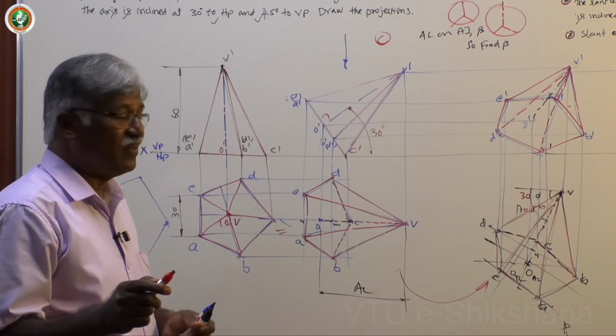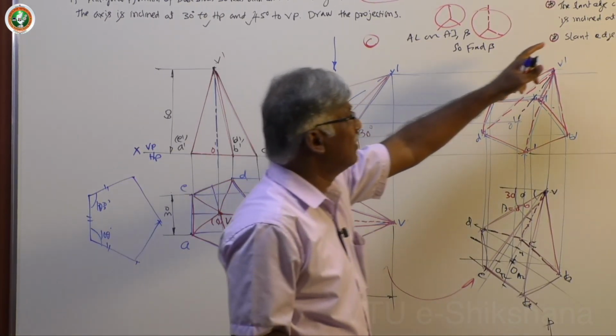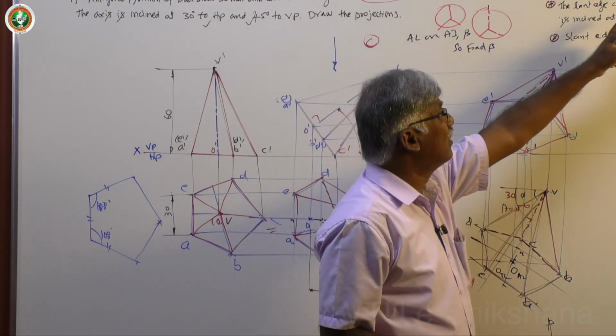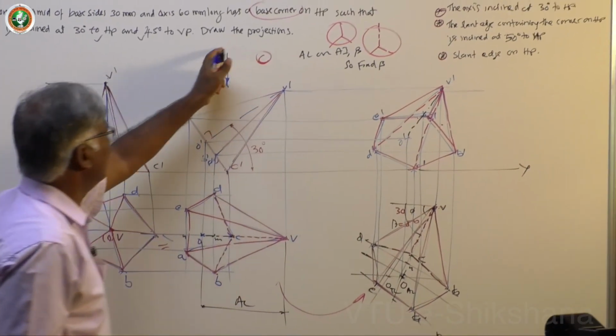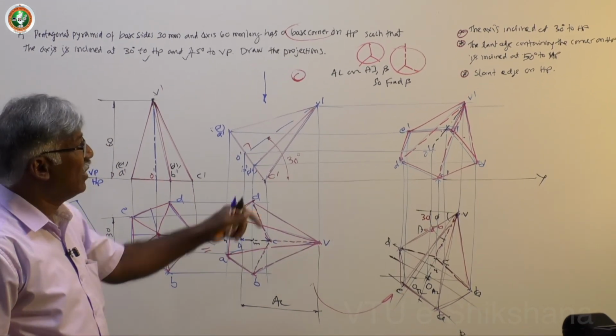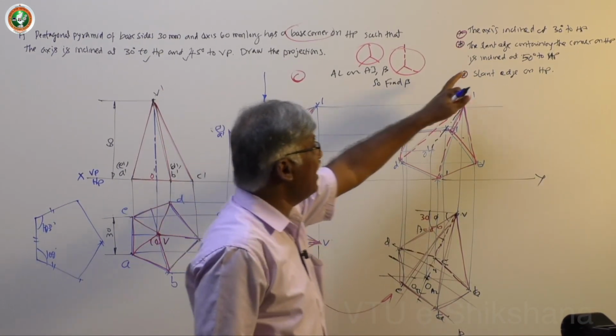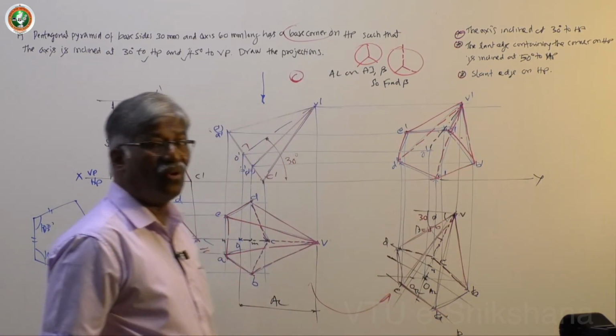Suppose that they ask axis appears to be inclined at 30 degree to VP or so, again 45 degree to VP, then you take directly beta equal to that, I told you already. Now there are two more cases, slant edge containing the corner HP is inclined at 50 degree to HP.